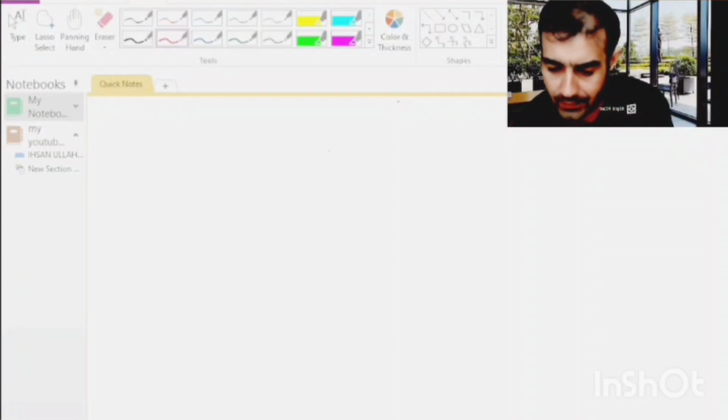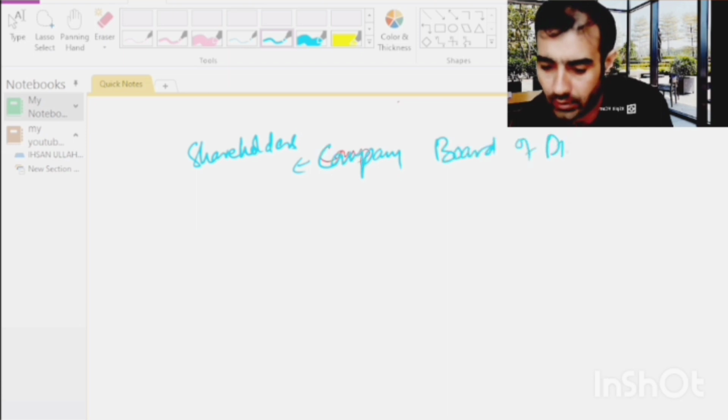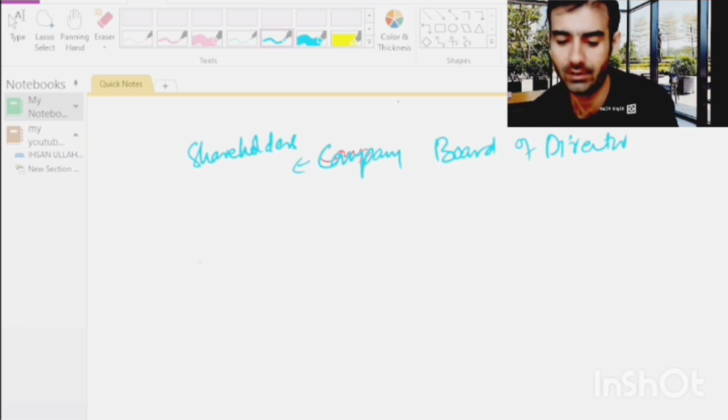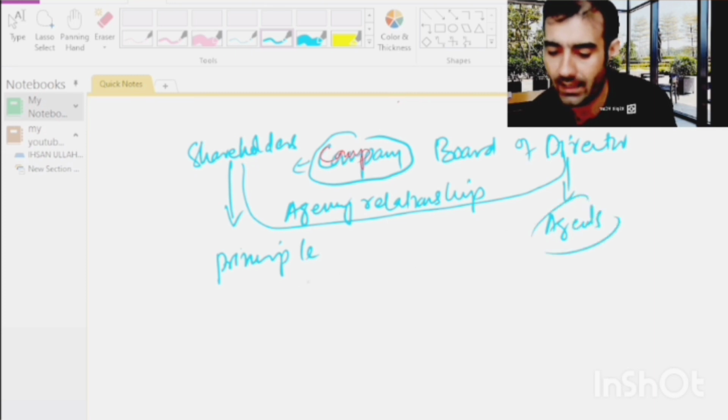Okay, well, we have previously discussed that this is a company, and this company is owned by shareholders and run by a board of directors. So here two relationships are built between the shareholders and the board of directors. The first relationship we call the agency relationship. In this relationship, the shareholder acts as a principal, while the board of directors acts as an agent. So the agent performs contracts and other activity on behalf of the principal. This is the first relationship.